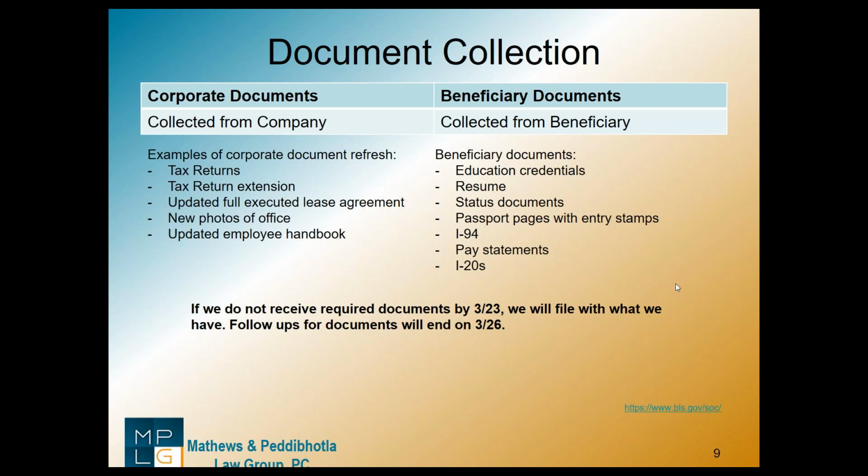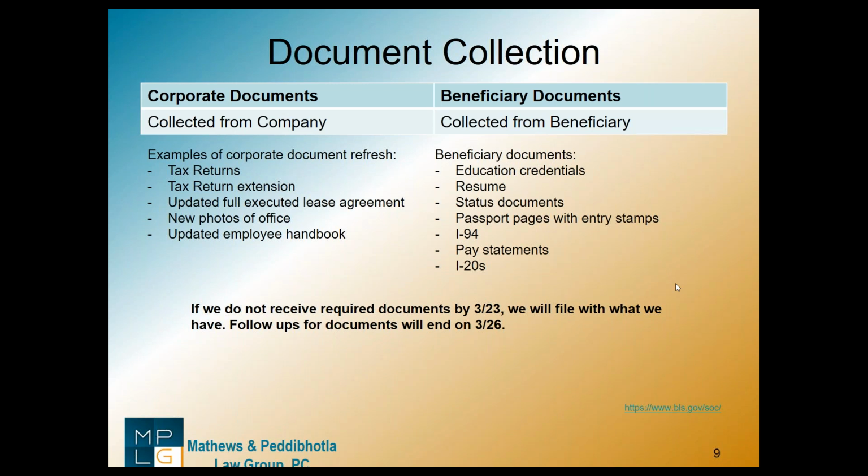And then with the beneficiary documents, what we're usually looking for is a complete set of education credentials. We do ask for a resume. We don't necessarily file with one, and we'll discuss that shortly. Status documents: passport pages for those who have entered the U.S., their I-94 arrival/departure record, pay statements, and I-20s.